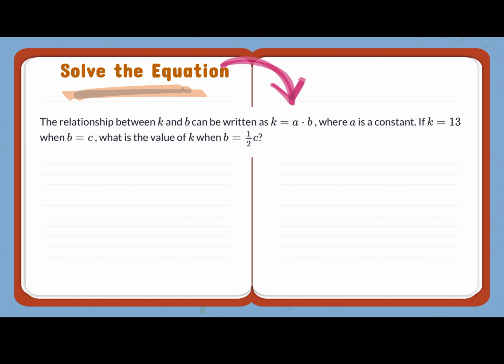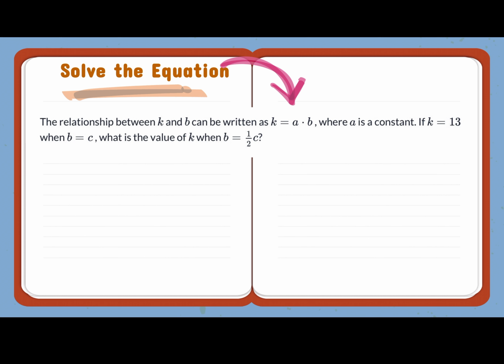So we have this question here. The relationship between k and b can be written as k equals a times b, where a is a constant. If k equals 13 when b equals c, what is the value of k when b equals 1/2 c? So this question isn't very difficult on paper, but they frame it in a way that makes it difficult to understand.